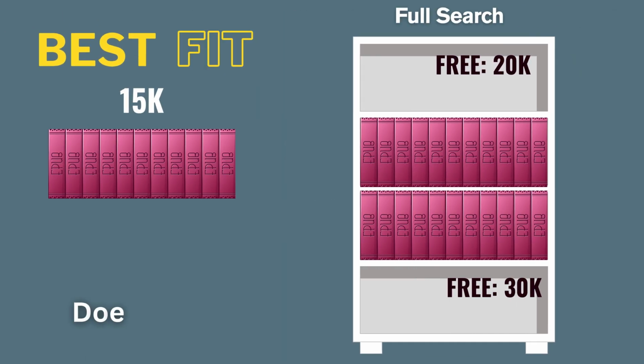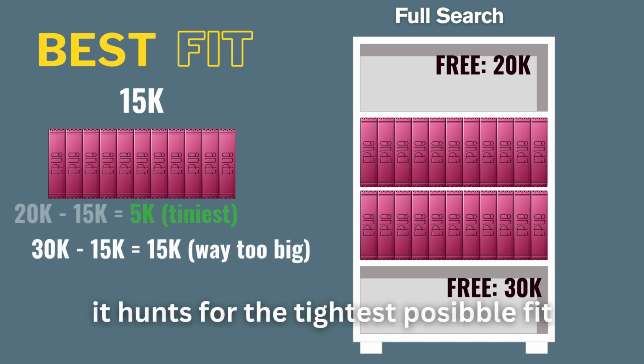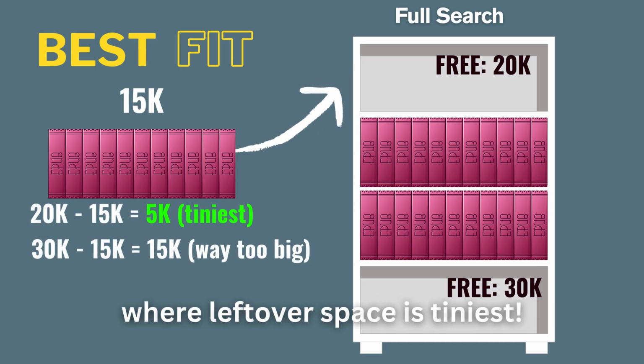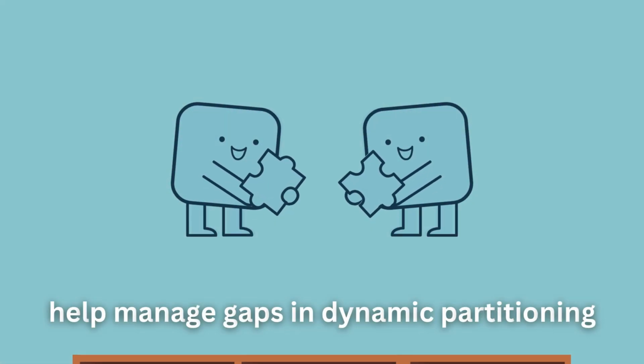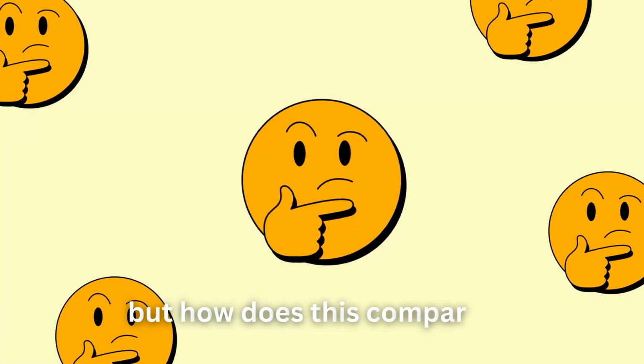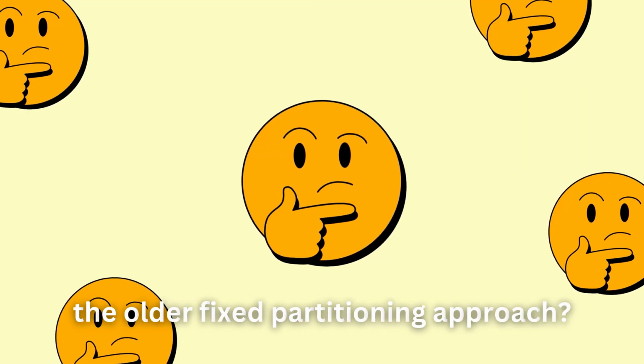Best fit doesn't just grab any shelf that fits. It hunts for the tightest possible fit, where leftover space is tiniest. These placement algorithms help manage gaps in dynamic partitioning. But how does this compare to the older fixed partitioning approach?